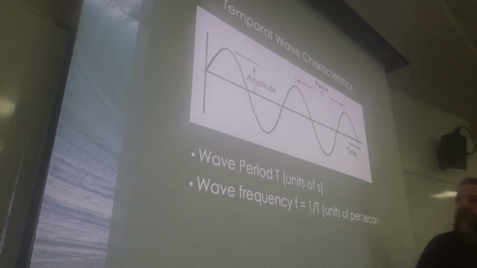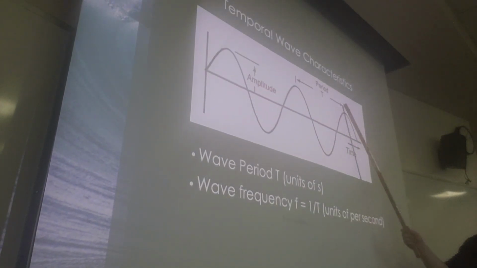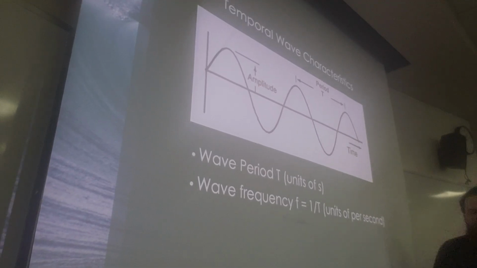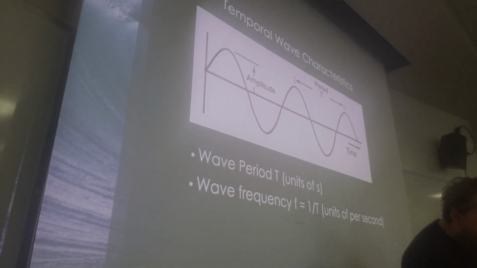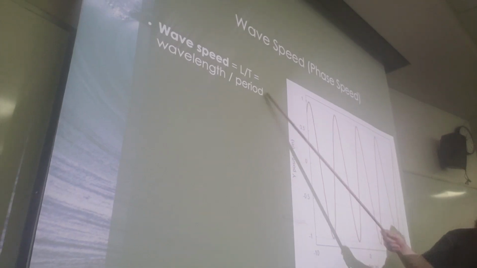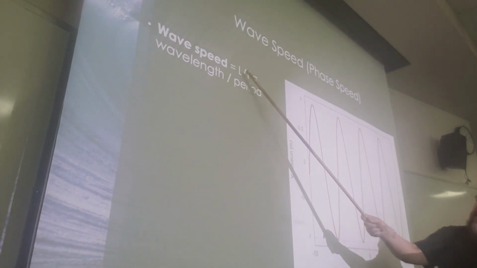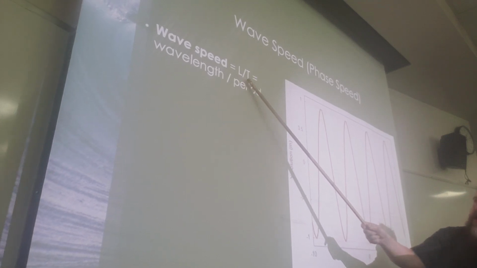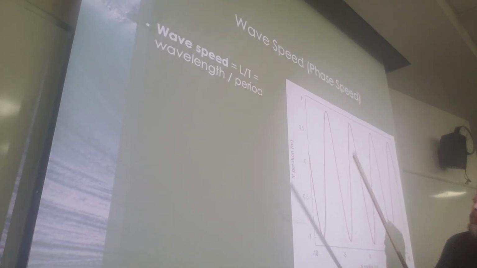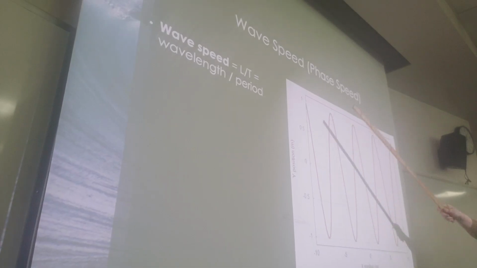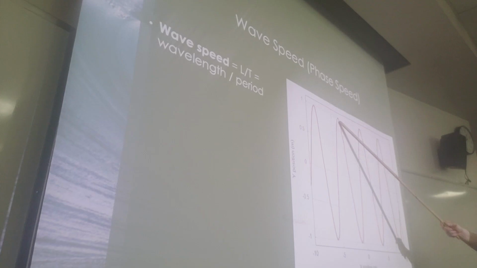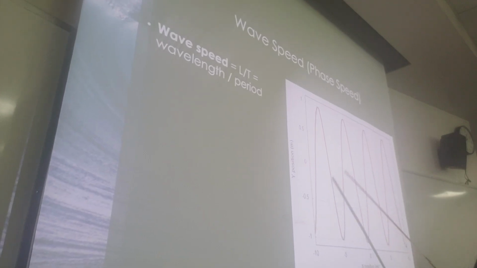In time, we also have important properties. The period is the time between two successive crests, and the frequency is 1 over the period. The fundamental definition of wave speed is the wavelength divided by the wave period. We usually use L, or also lambda, for wavelength, and T is pretty much universally used for the wave period. So if we imagine undulations of the sea surface propagating to the right, the speed at which this propagates is equal to the wavelength divided by the period.